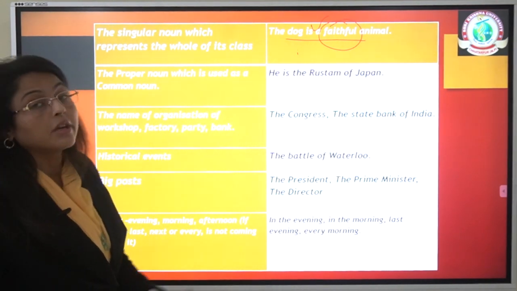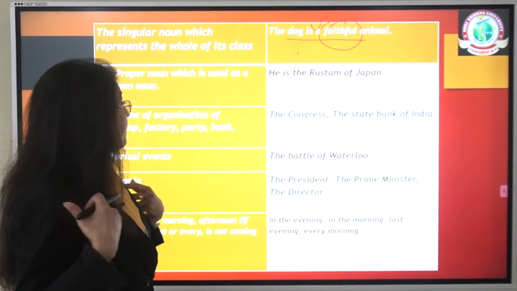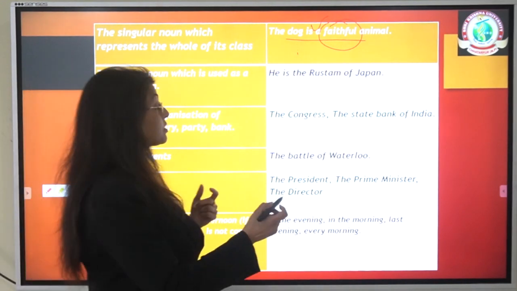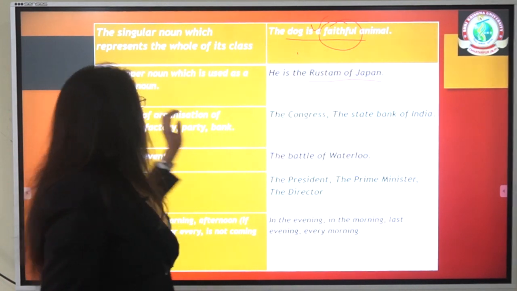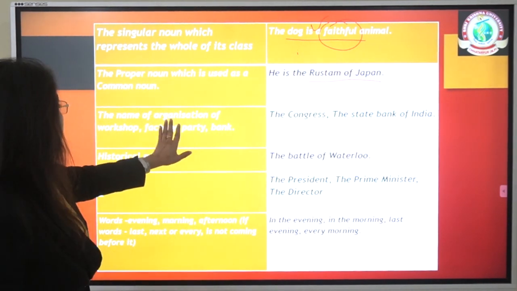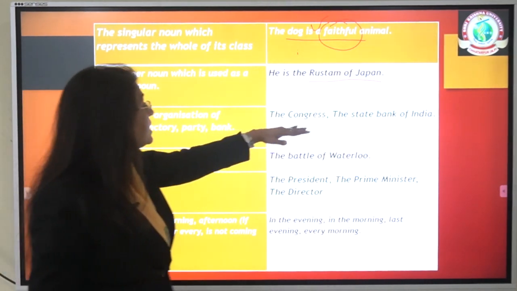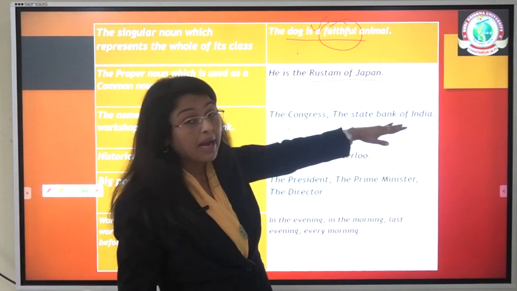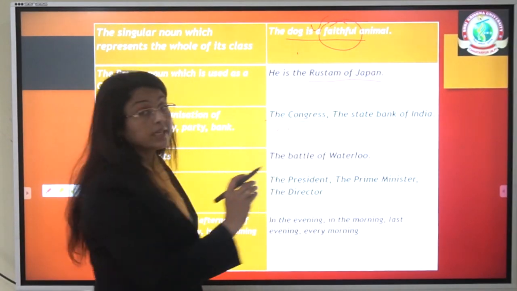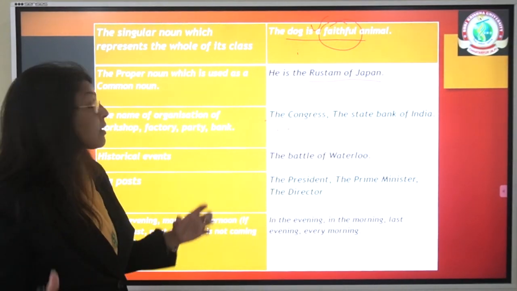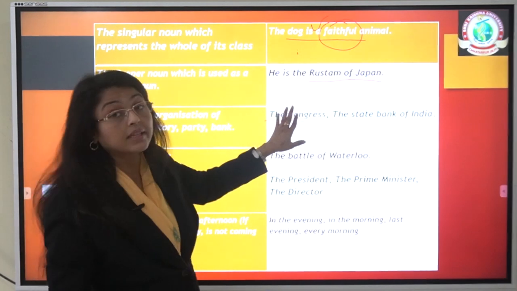Now the proper noun, you know what the proper noun is? Narendra Modi, Sachin Tendulkar, Barack Obama. These are proper nouns. So be very particular. Then the name of an organization, workshop or factory. Now these are the things where you see the Congress, the State Bank of India, right? You have to use "the" when it is one of its own kind, or it's a party, a bank, a building or an organization.